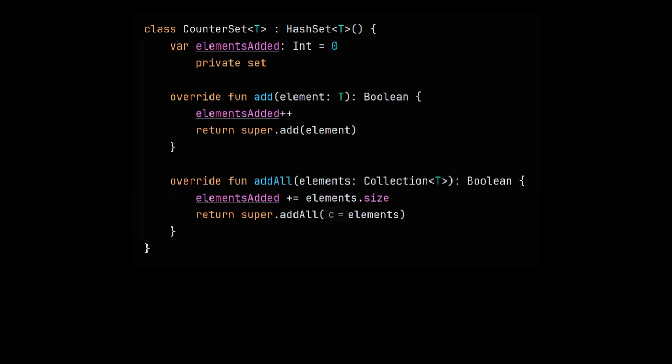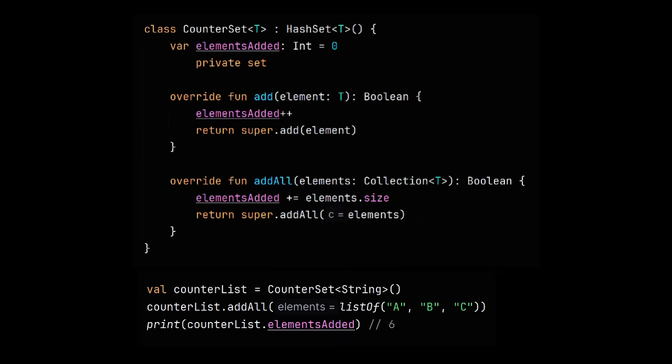Let's say that we need a set that knows how many elements have been added to it during its lifetime. Such a set can be created using inheritance from HashSet. This implementation might look good, but it doesn't work correctly. Why is that? The reason is that HashSet uses the add method under the hood of addAll. The counter is then incremented twice for each element added using addAll. This problem can be naively solved by removing the custom addAll function.